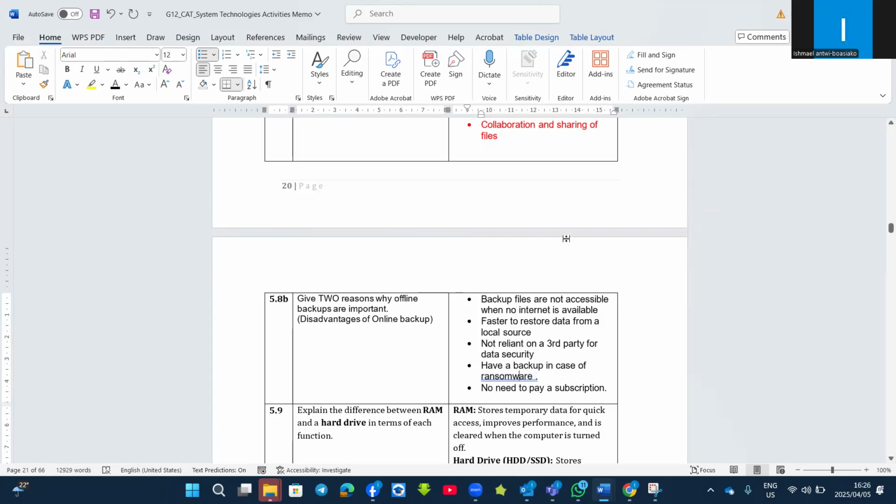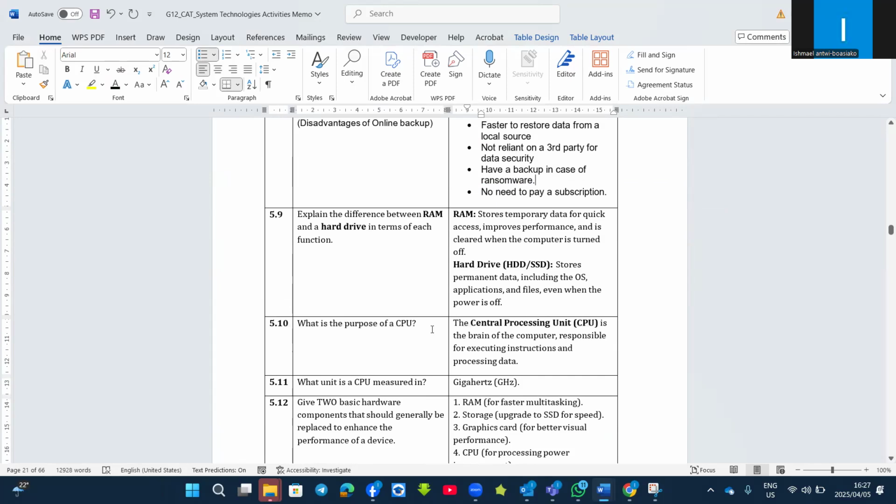And then also, when you have backup in case of ransomware, if you do offline and then your work has been taken over by a ransomware, you can easily get your information and no need to pay a subscription as well. So these are the disadvantages of online backup.